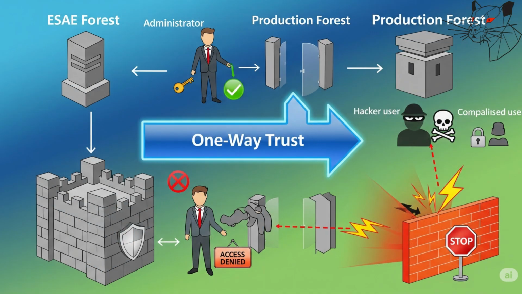Only use one-way trusts. You should only configure a one-way trust, where the production forest trusts the ESAE forest. This means that accounts from the ESAE forest can be used in the production forest. However, accounts from the production forest can't be used in the ESAE forest. Accounts used for administrative tasks in the production forest should be standard user accounts in the ESAE forest. If an account is compromised in the production forest, it can't be used to elevate privileges in the ESAE forest.